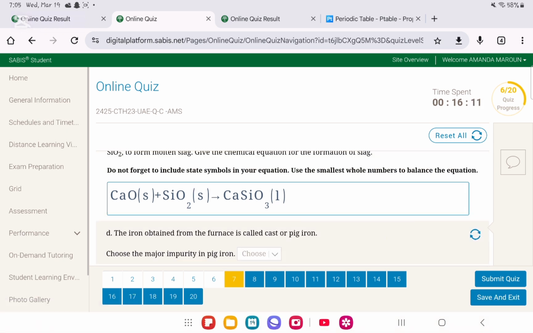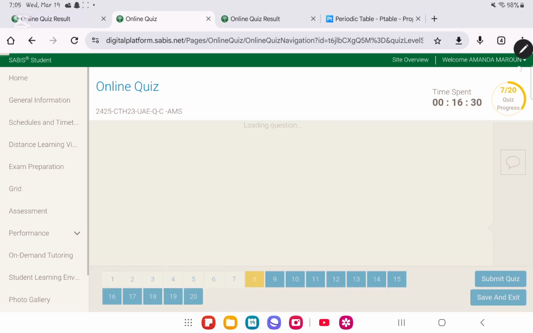Now, finally, in part D, the iron obtained from the furnace is called cast or pig iron, and the major impurity, as we said before, is going to be carbon. Alright, so we'll move on to question number 8.